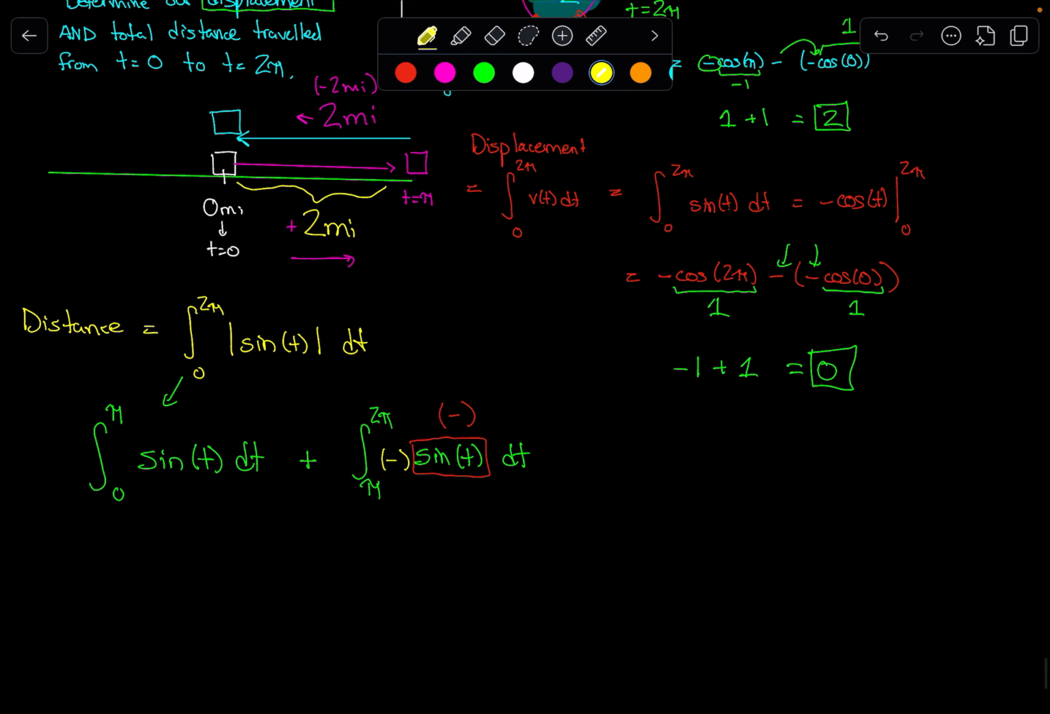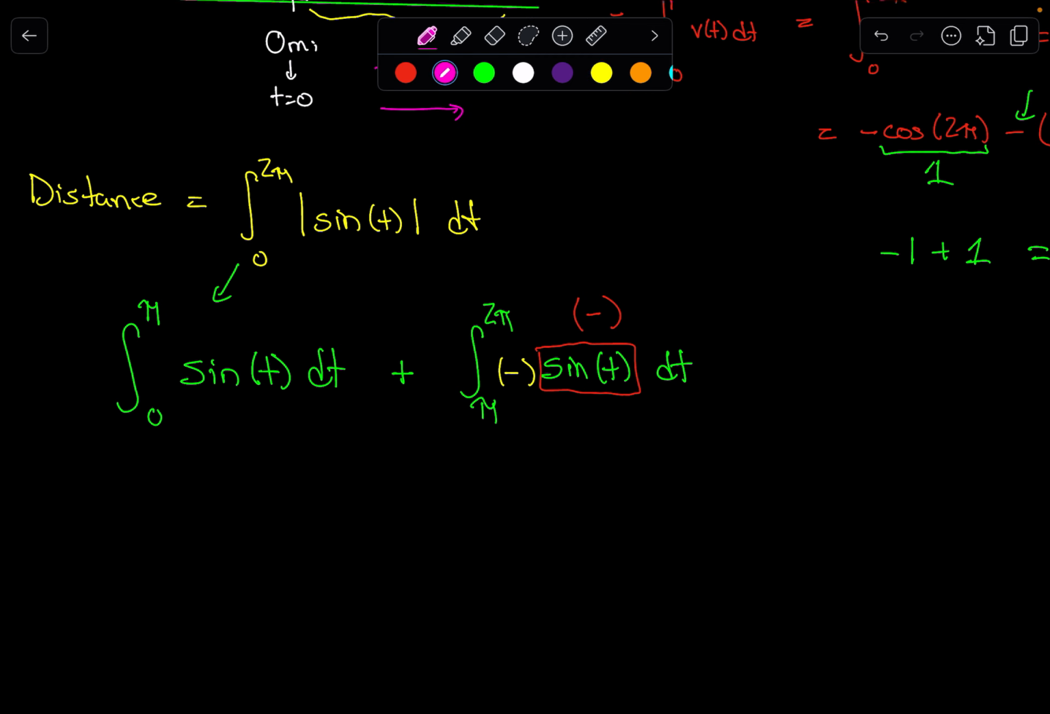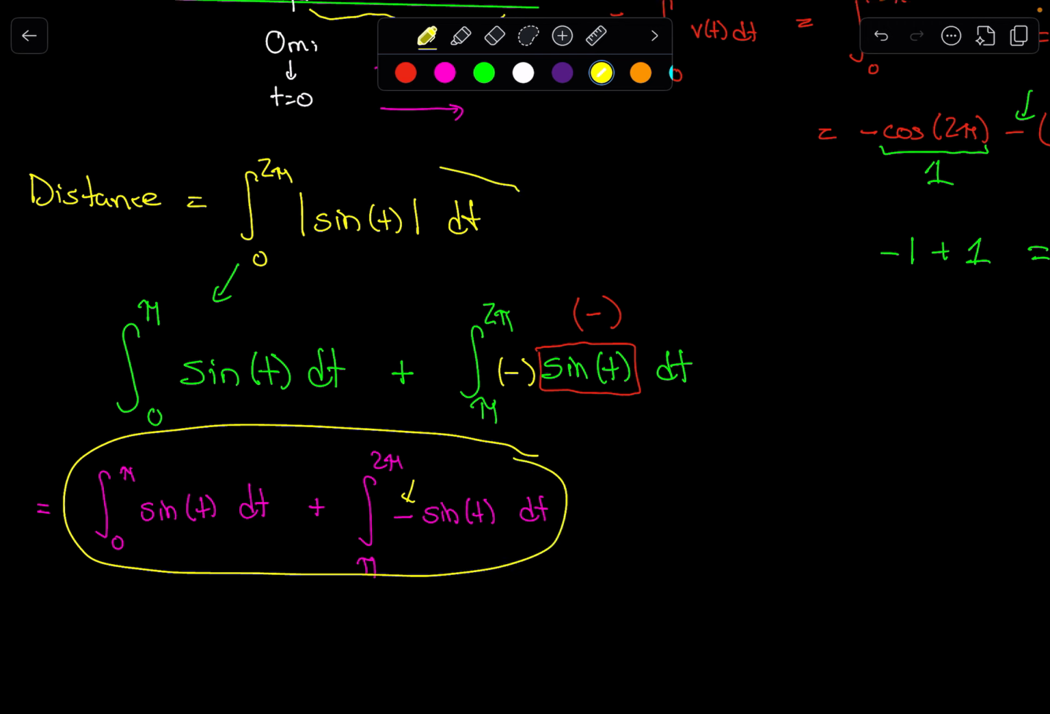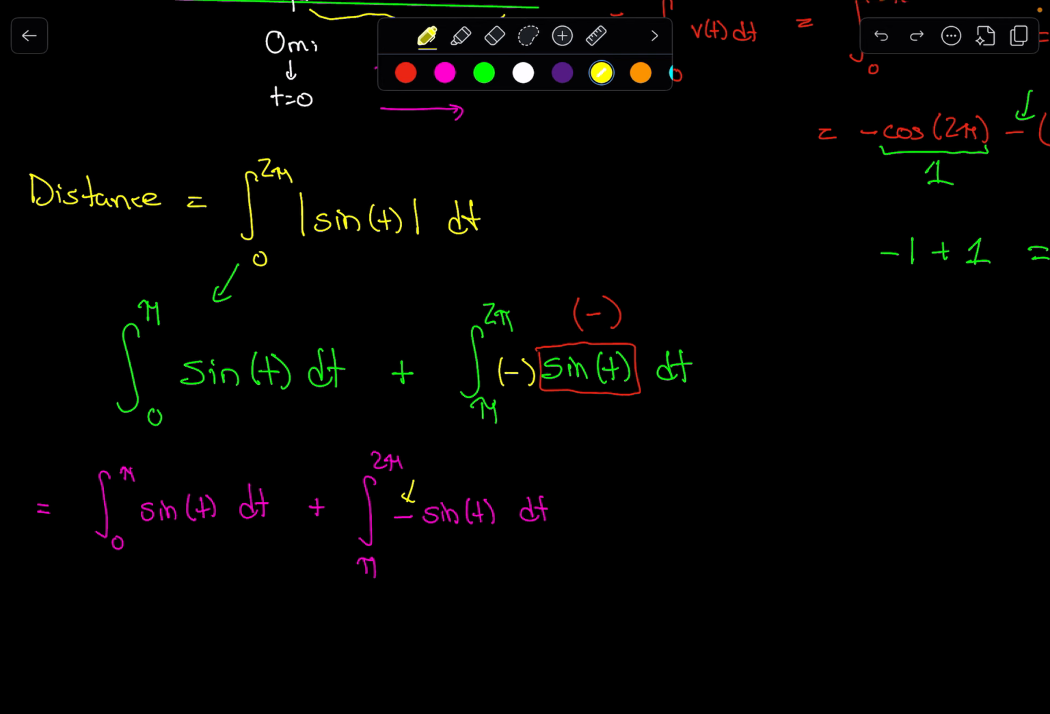And so what this ends up looking like, now I'll zoom in here, is we're going to have the integral from 0 to pi of sine of t dt plus the integral from pi to 2 pi of negative sine of t dt. Again, we are throwing in this negative so that these two integrals have the same effect as integrating the absolute value of sine of t. We're making sure that all the values of sine are going to be positive. We have now achieved that. And so now we can integrate this no problem.